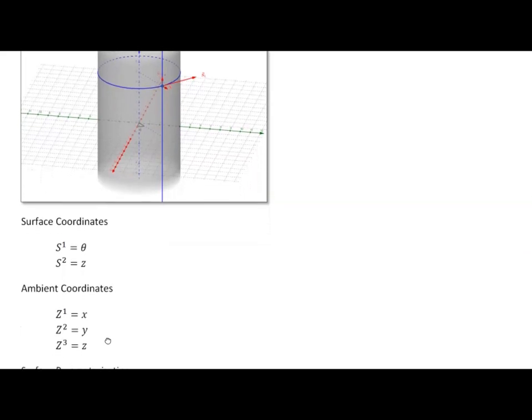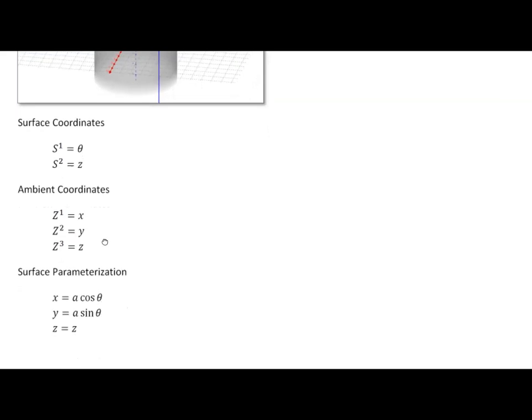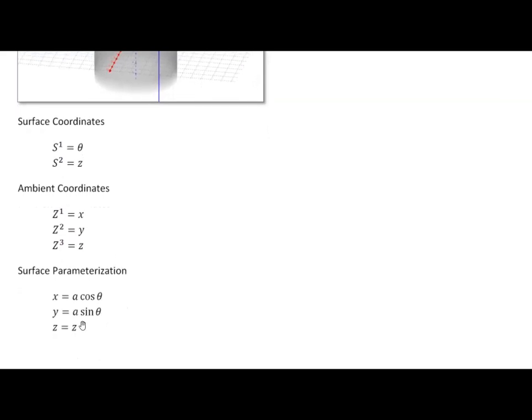And then we said that our parameter equations are going to look like this. x, y, and z are functions of theta and z, just like this. So from here what we want to do is to derive, first of all, the shift tensor. And this is our formula for the shift tensor. The elements of the shift tensor are just the partial derivatives of each of our ambient coordinates with respect to our surface coordinates. So let's run through them.